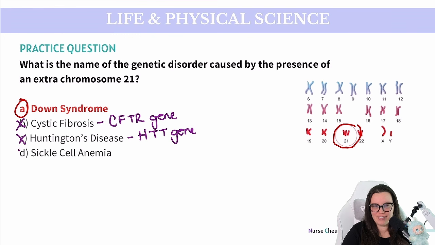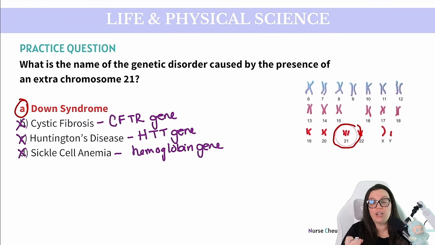And then lastly, we have sickle cell anemia. So this is actually a genetic disorder in the blood. It's a mutation of our hemoglobin gene. And this will lead to very abnormal shaped red blood cells.